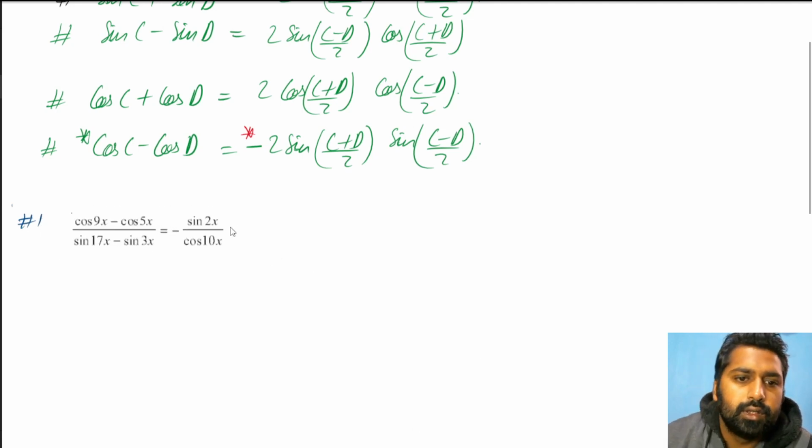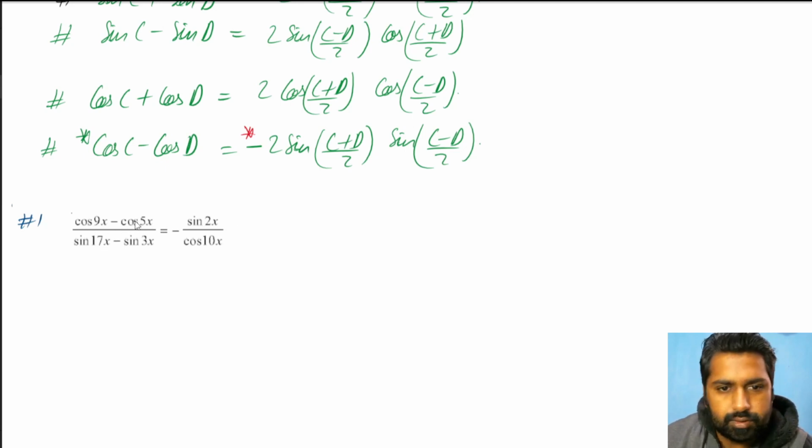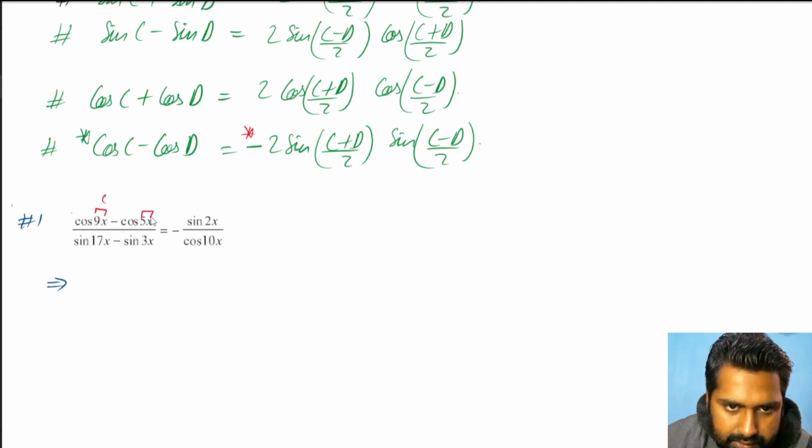Now it is saying cos 9x minus cos 5x. First of all, there is subtraction going on, so we cannot do anything apart from directly applying this property in the numerator as well as in the denominator. And we have to prove that this is equal to minus sine 2x upon cos 10x. Let's apply it. So first of all, in the numerator this is cos C minus cos D. Let's apply it. So this is 2 sine with a negative sign.